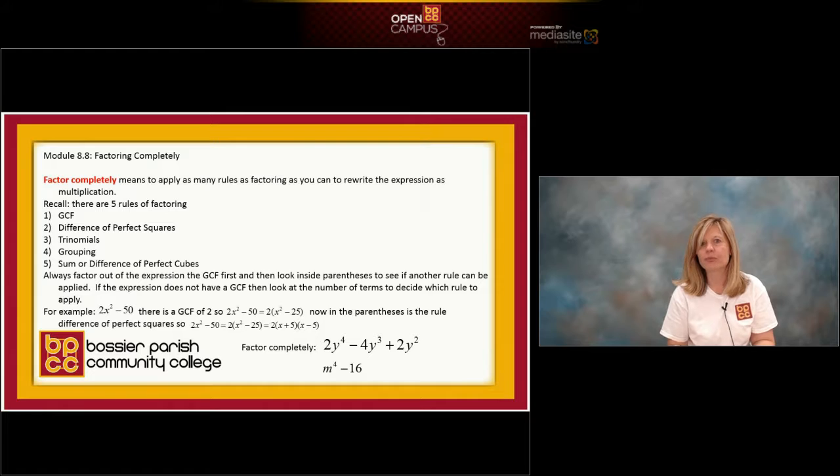So recall, there are 5 rules of factoring we've just learned how to use. We've learned GCF, difference of perfect squares, trinomials, grouping, sum or difference of perfect cubes. Okay? What's going to happen is I'm going to give you an algebra expression and I'm going to say factor it completely. I want you to break it down as far as it can go.